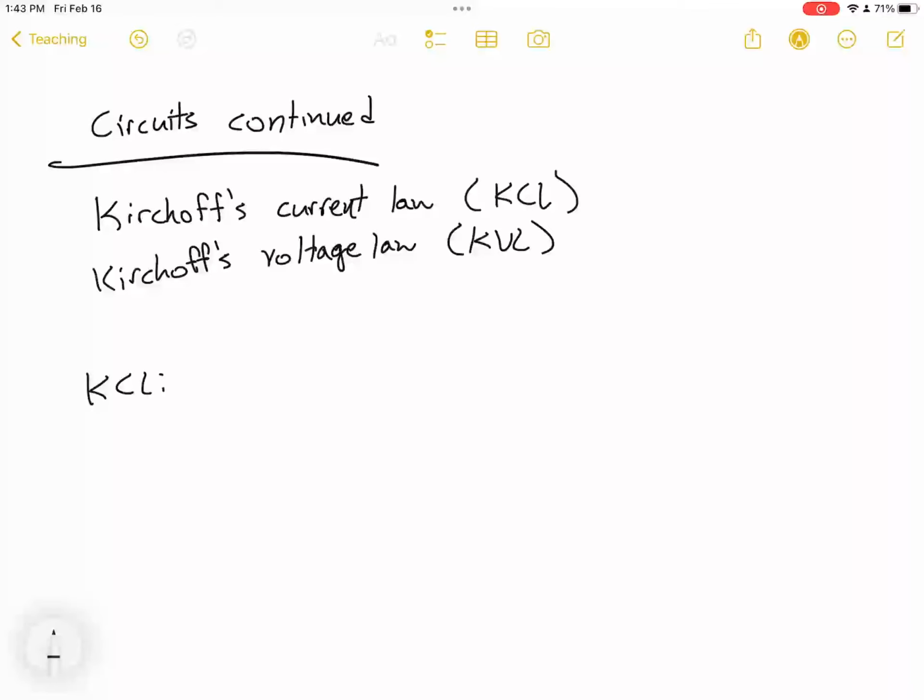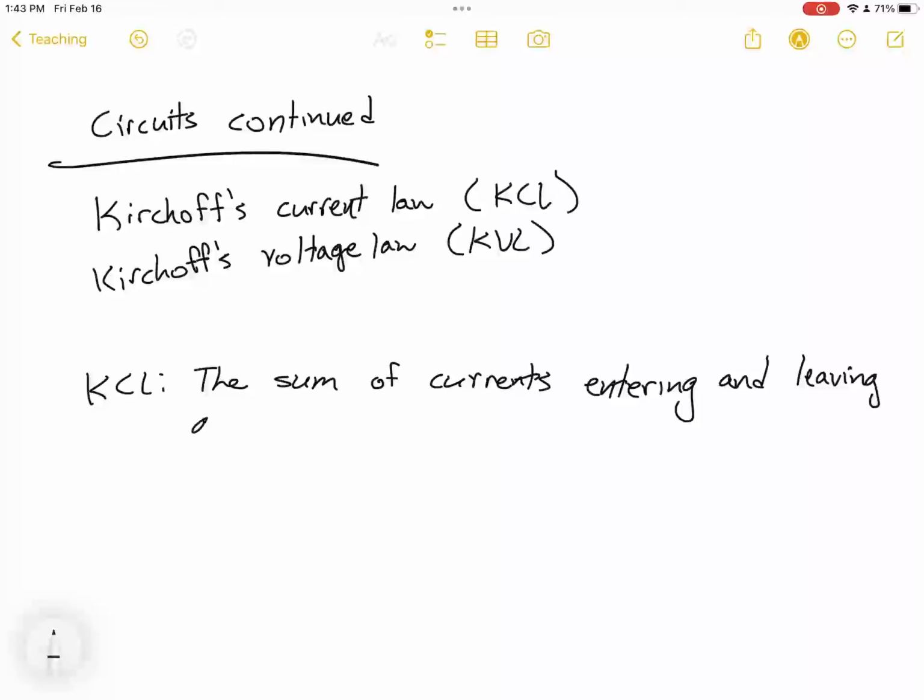And Kirchhoff's current law is that the sum of currents entering and leaving a node, sorry, that should be two words there, a node, is 0.